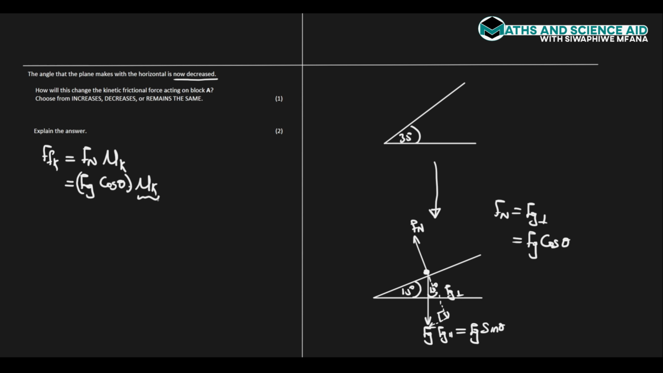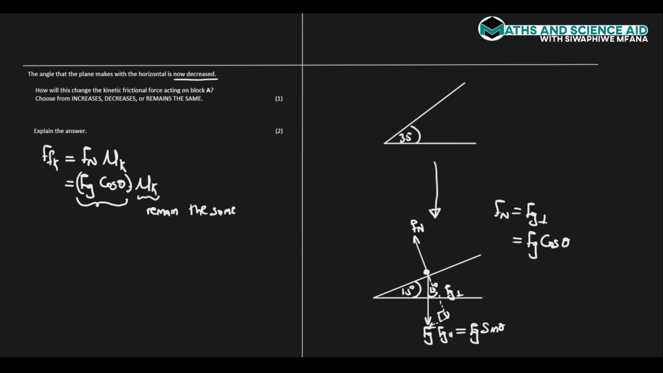So the coefficient of kinetic friction will remain the same because we are still considering the same plane as before. The only thing that has been changed is the angle. So the coefficient itself is going to remain the same because it's a property of the surface. Now, the normal force itself, as we can see, changes whenever we are changing the angle that the plane makes with the horizontal. And all that you need to know is how the value of cosine theta changes when you are decreasing the size of the angle.